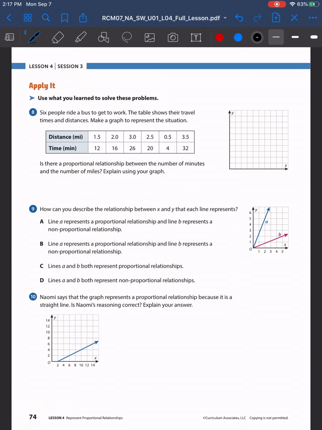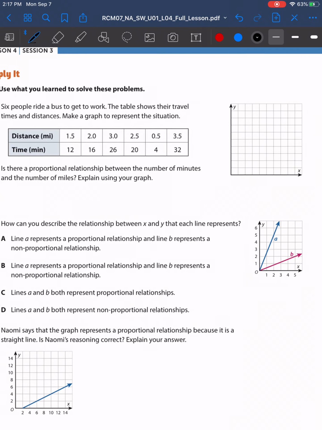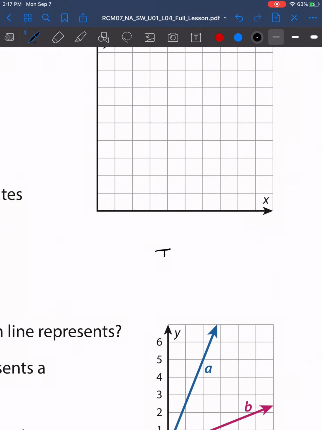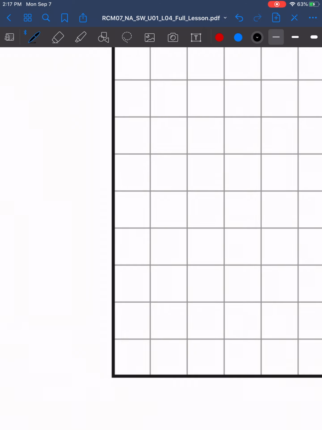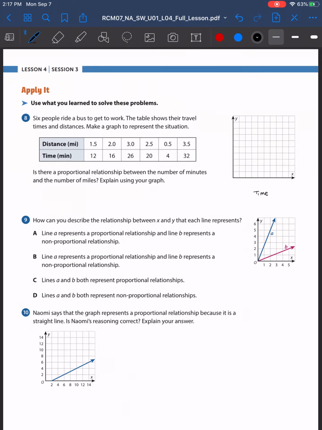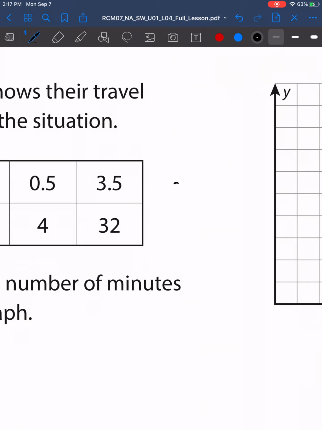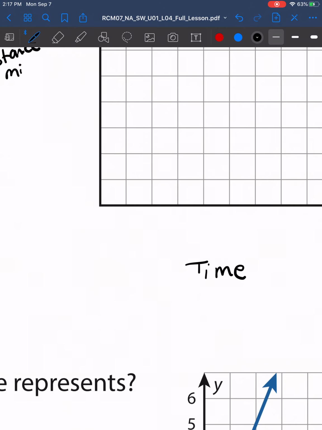6 people ride a bus to go to work. The table shows their travel time and distance. Make the graph to represent the situation. Okay, so let's make, should we have x be our time? And then y can be the distance. Okay, in miles, and this is time in minutes.